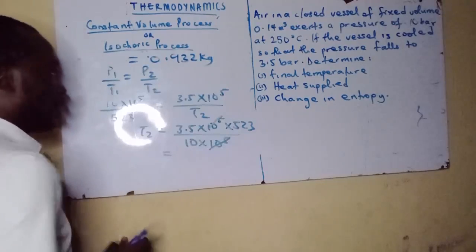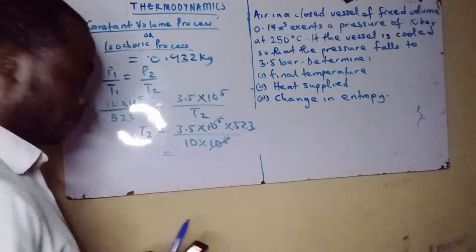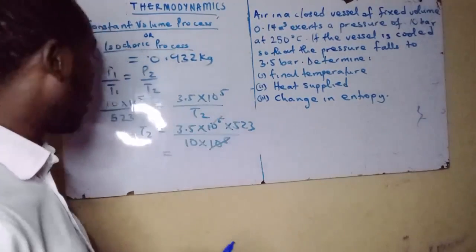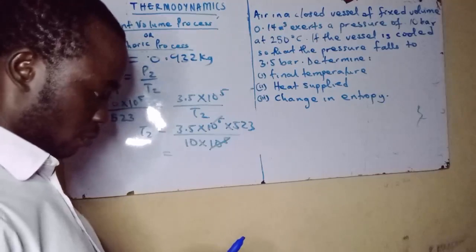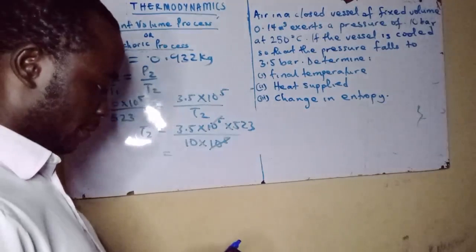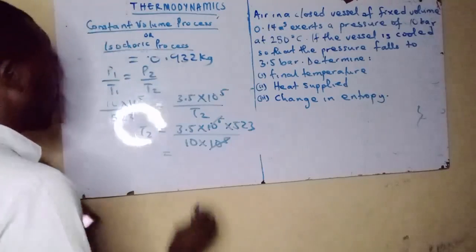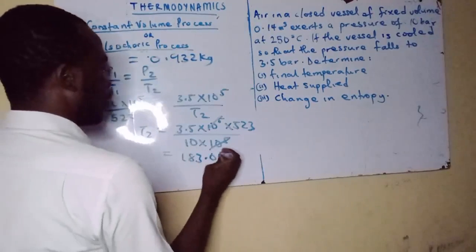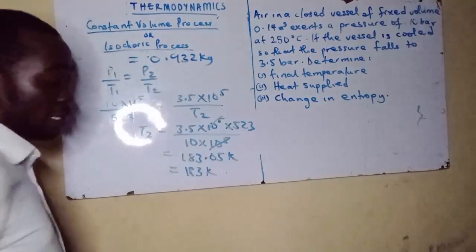And let's see how we can get this. So this one will now be 3.5 times 523, divided by 10. Everything will give us 183.05 Kelvin. This one is as good as 183 Kelvin. So that's the answer for that.